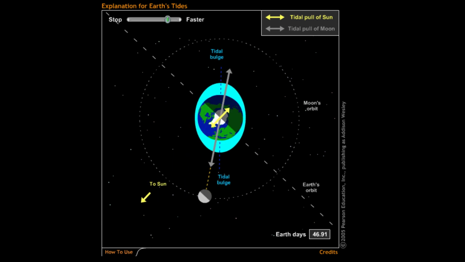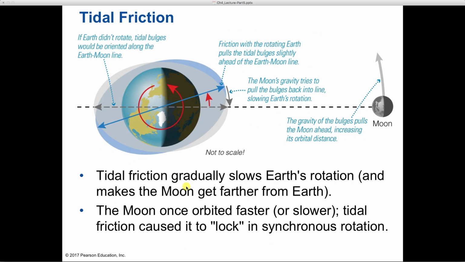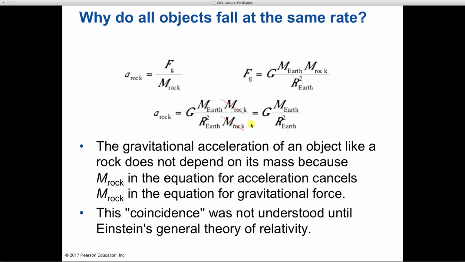So let's go back. One last thing to look at. This is again the picture that we just saw, how the tidal bulge is not lined up directly with the moon, but it's kind of ahead of the moon. So the Earth's rotation is slowing down, and also the moon is moving slowly away from the Earth, very slowly away from the Earth. So one last thing, question is, why do things fall at the same rate?